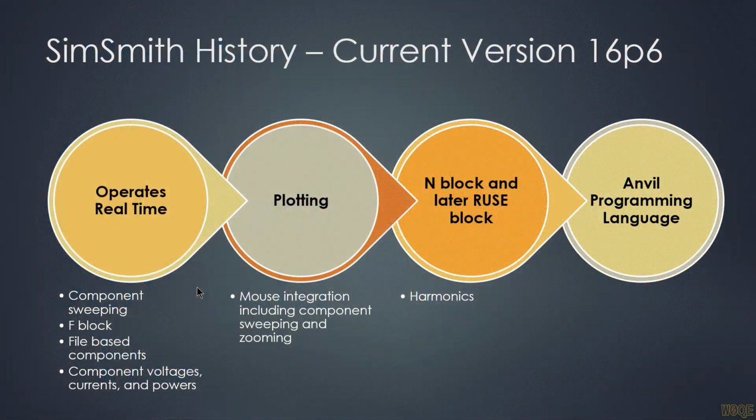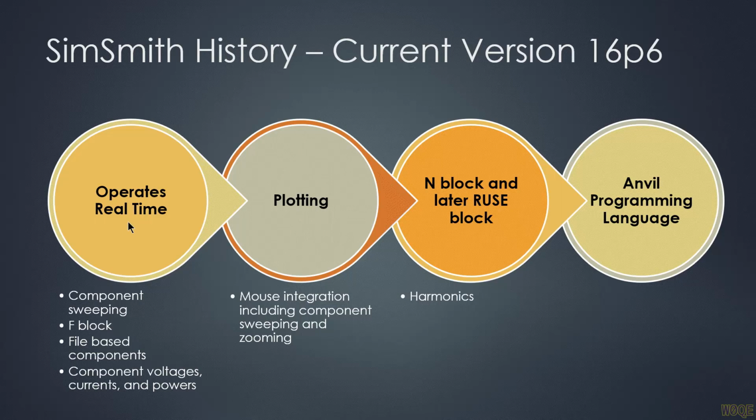Shown in this slide is a very crude history of SimSmith from my point of view. It may not be exactly correct chronologically, but it's close. From the very beginning up through version 16.6, the first thing was SimSmith was created with the idea of always operating in real time. We kind of take that for granted right now, but if you go back and use a program like LT-Spice, you can see the difference between SimSmith and LT-Spice.